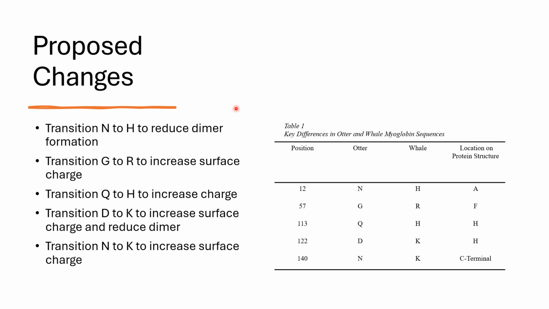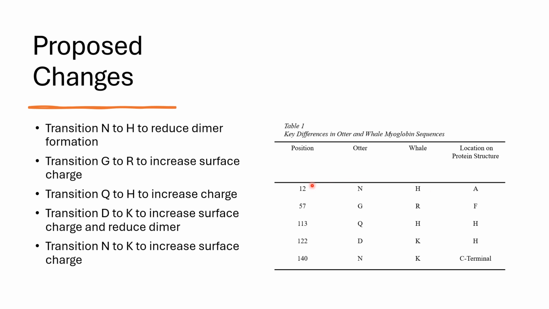For specific changes to myoglobin, we compared the amino acid chain of myoglobin to a whale, which obviously has really long diving times, as they're able to dive for hours at a time. And so these are the key differences that we found. There were more differences, but these were the key ones that we think we could hone in on that could increase the diving time. So we have this conversion at position 12, and positions 12 and 122 are the ones that reduce dimer formation.